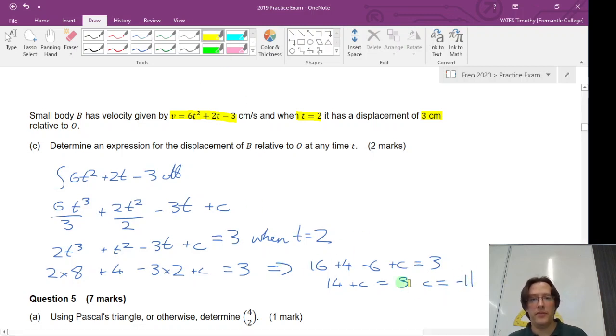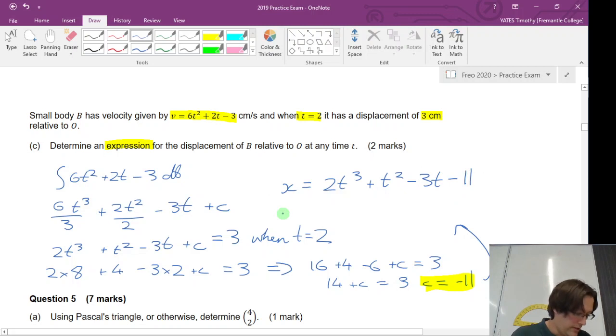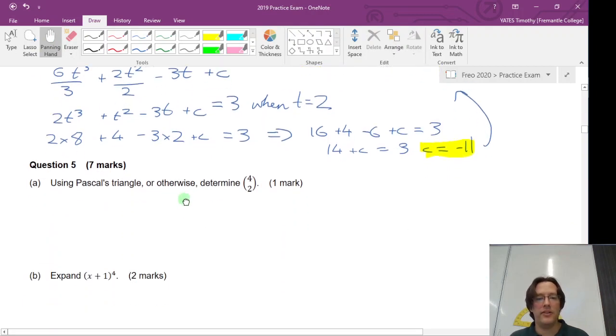So remember, now that we've gotten c, it doesn't ask us to find c, it says to determine an expression. So we've now got to go back up to the original equation and write what we worked out, which is going to be 2t cubed plus t squared, take 3t minus 11. So we need to say that as our final solution. And it looks like I've gotten that right, so that's good. It's easy to make little mistakes in these ones. So let's go to the next one.